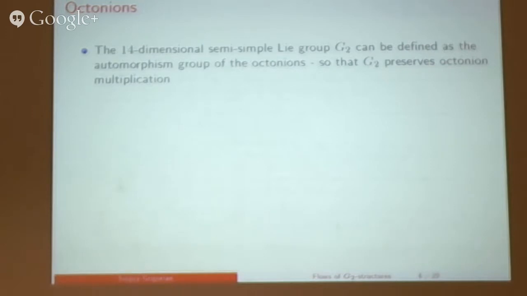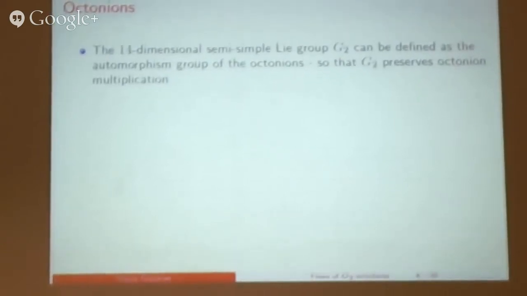All right. Before we go on to the group G2 and G2 structures, let me just give a brief overview of what the group G2 actually is. To do that, we'll need to start with octonions. Those of you who came to my talk in the fall will probably remember this, but if not, I'll give a brief overview. The group G2 is a 14-dimensional group which can be defined as the group that preserves octonion multiplication. So what are octonions?